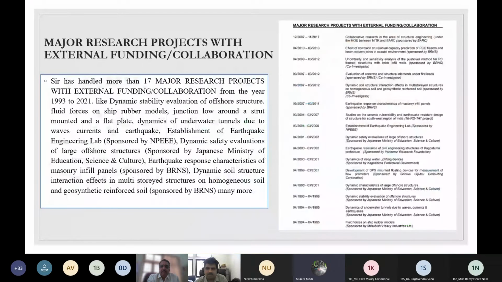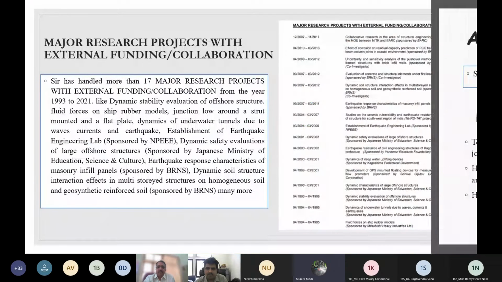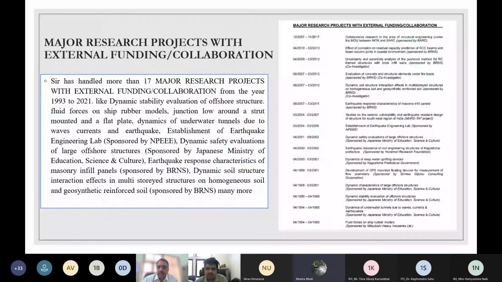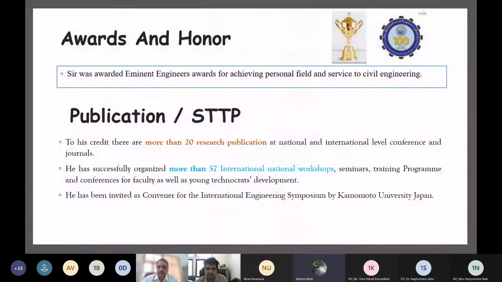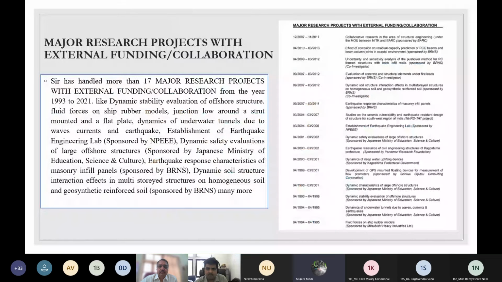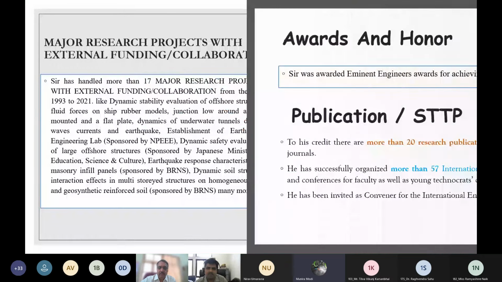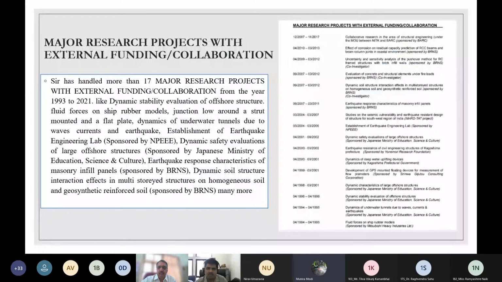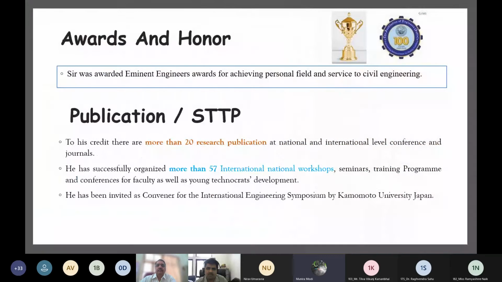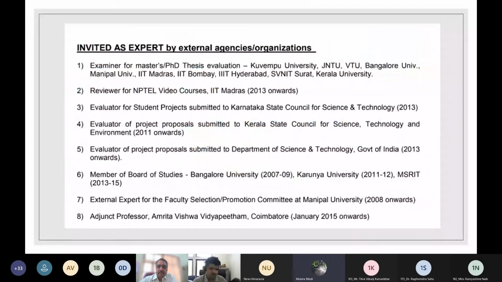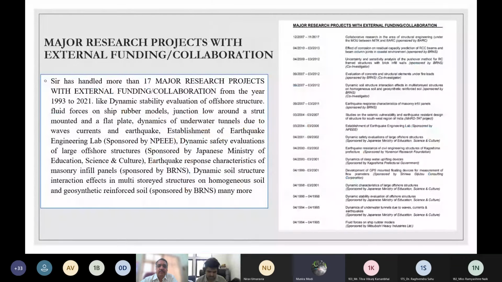Sir has handled more than 17 major research projects with external funding collaborations from the year 1993 to 2021 like dynamic stability, evolution of offshore structure, fluid forces on ship rubble models, junction flow around a strut mounted on a flat plate, dynamics of underwater tunnels due to waves, currents, and earthquake, establishment of earthquake engineering lab, dynamic safety evolution of large offshore structure, earthquake response characteristics of masonry infill panels, dynamic soil structure interaction effects in multi-storey structure on homogeneous soil and geosynthetic reinforced soil, and many more.